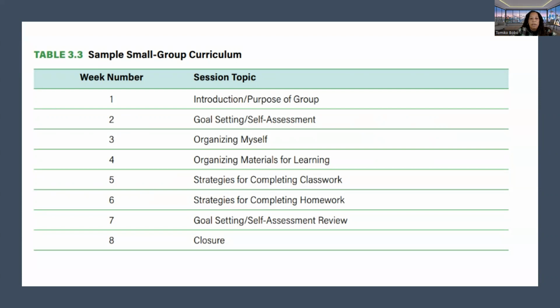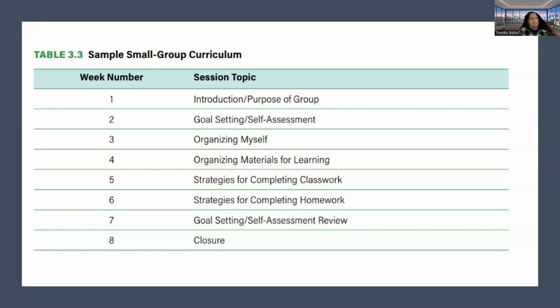In week 1, introduction and purpose of the group. Week 2, goal setting, self-assessment. Week 3, organizing myself. Week 4, organizing materials for learning. Week 5, strategies for completing classwork. Week 6, strategies for completing homework. Week 7, goal setting, self-assessment, and review. And then week 8 is closure.